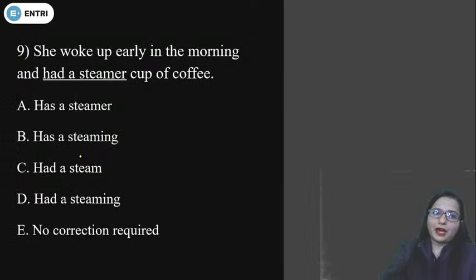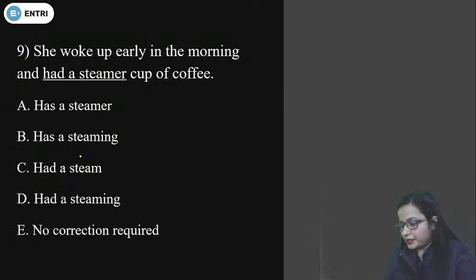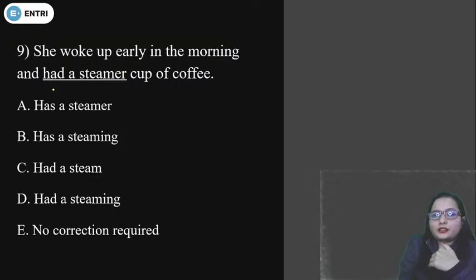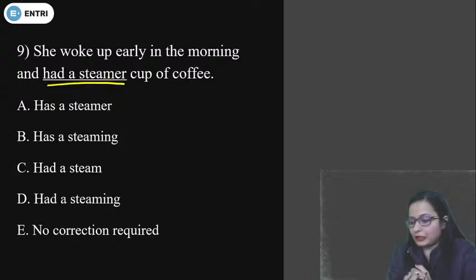So the next question we have: try to read the sentence and give me the correct answer. What can be the option which can be used to replace "had a steamer"? Had a steamer.